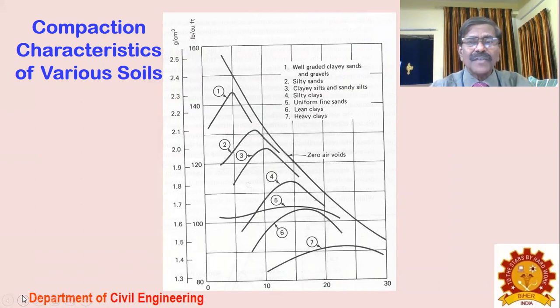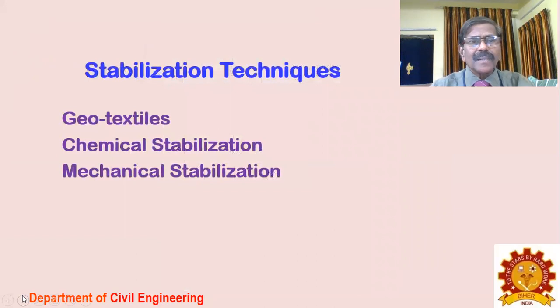From this behavior, you can find out what is the maximum compaction you can get from the soil. The maximum compaction means the maximum strength, and the soil stability will be very high because of that. So for stability purposes, the maximum compaction is needed. But stabilization can also be achieved from external agencies like geotextile materials, chemical stabilization, and mechanical stabilization. Geotextile means there is some material you can make use of to keep the soil intact.